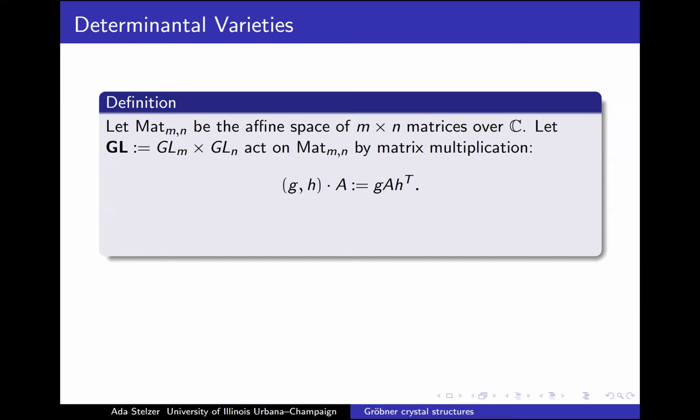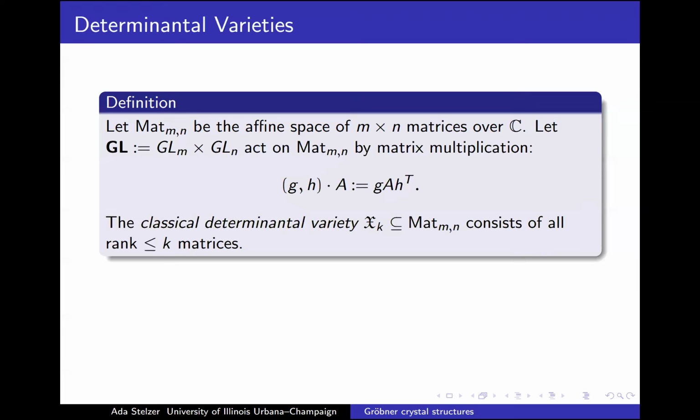The factor of GL_m acts by multiplication on the left, which is to say elementary row operations on our matrices, and the factor of GL_n acts by multiplication on the right, which is to say column operations. And the classical determinantal varieties are then just the sets of all m by n matrices of rank at most k for each choice of k.